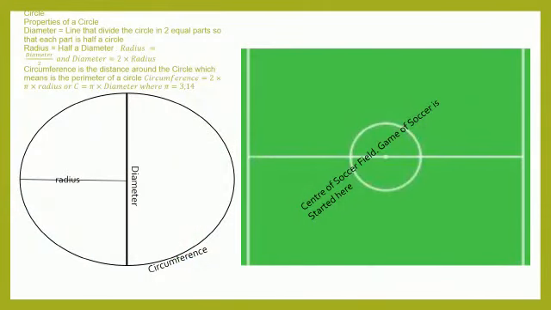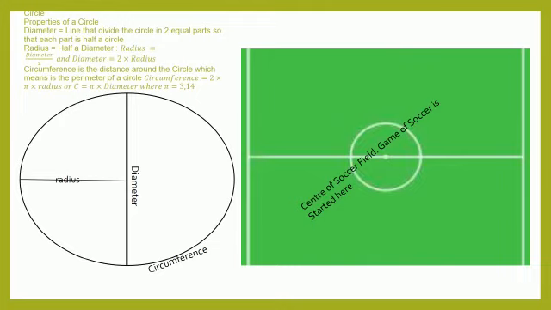Circle. The properties of a circle. In the properties of a circle, we have a diameter. What is a diameter? It's a line that divides the circle into two equal parts, so that each part is half a circle. In a circle, we also have a radius. What is the radius? Half of a diameter. So we can now write the equation for a radius as radius equals diameter divided by 2, and the equation for a diameter as diameter equals 2 multiplied by radius. That simply means in order to have a diameter, you need to have 2 radii.